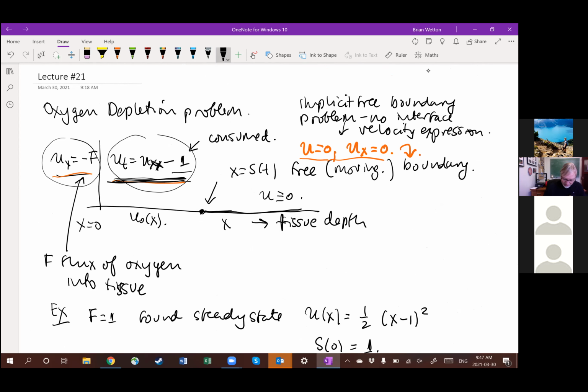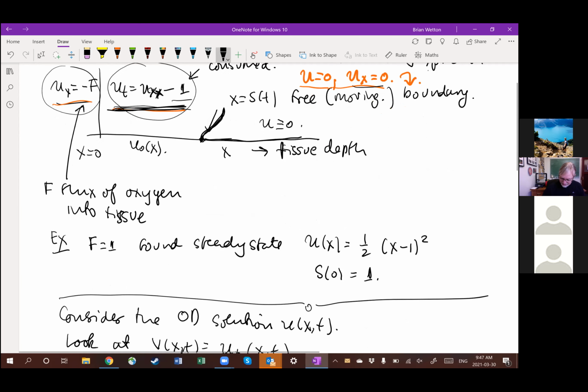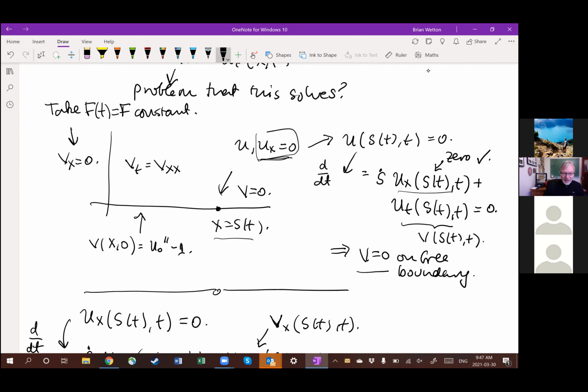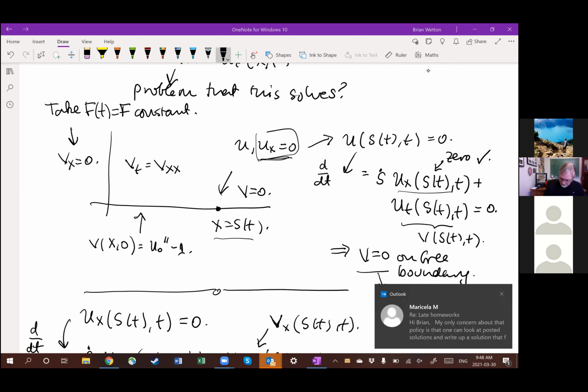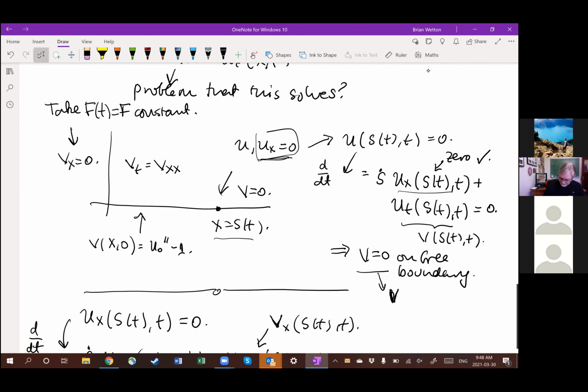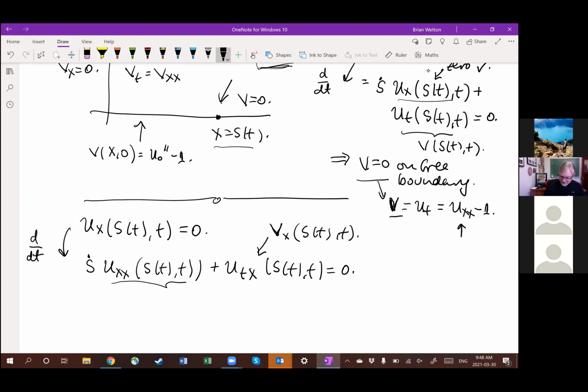And I go, if u is 0 and its x derivative is 0 everywhere on the free boundary, that's what got us to this v is equal to 0 on the free boundary. But remember, v is equal to ut, which is equal to uxx minus 1. So if v is equal to 0 on the free boundary, then there's a higher order compatibility condition which says that uxx has to equal 1 on the free boundary. Right, so that means this thing here is equal to 1, right?